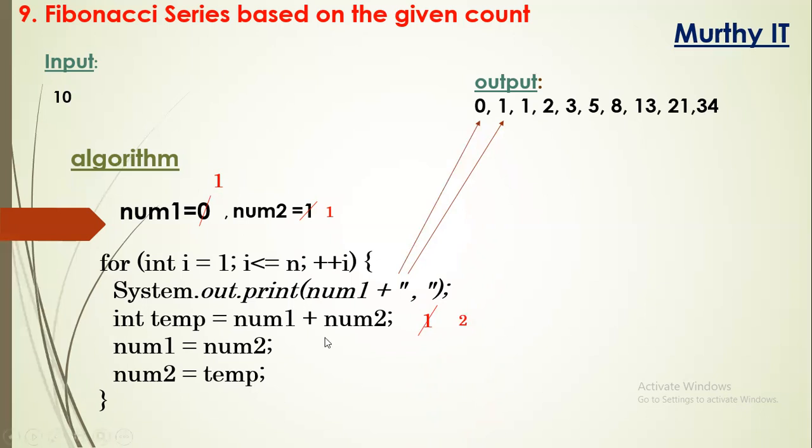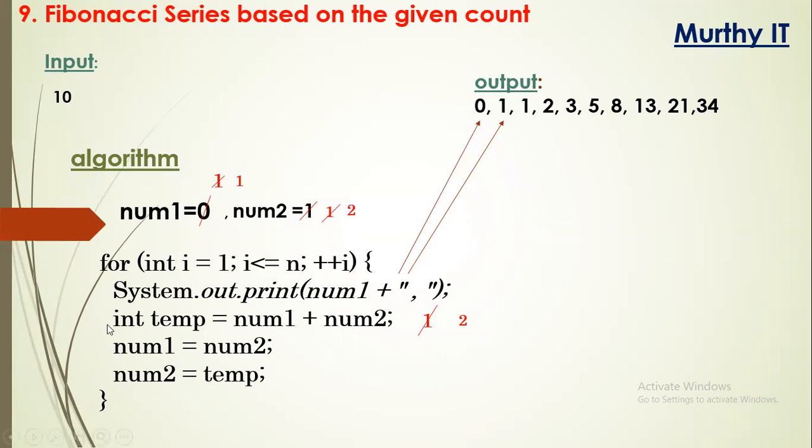Now number 1 equal to number 2. In number 1, 1 is there, and in number 2, 1 is there, so 1 is replaced by 1. Now number 2 equal to temp. In temp, 2 is there, so 1 is replaced by 2. At the time the second iteration finished, 0, 1 were printed.